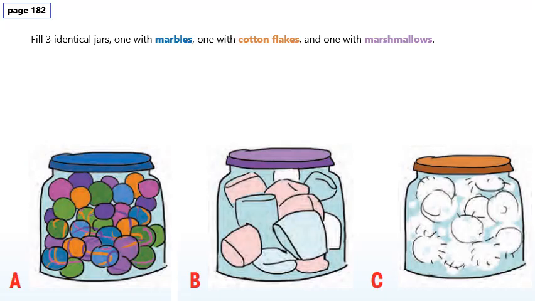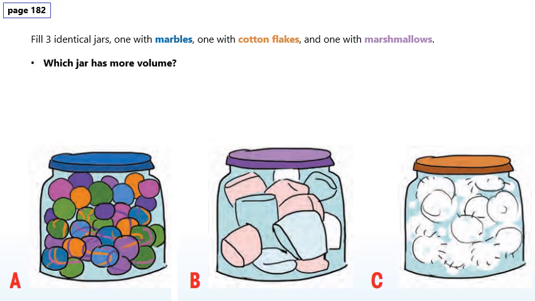Let's see. This is an exercise found in your book on page 182. In this question, we have three similar jars. That means that these jars have almost the same volume, same size. But one of the jars is full with marbles. The third one has cotton flakes in it. And the one in the middle, which is jar B, has marshmallows in it.